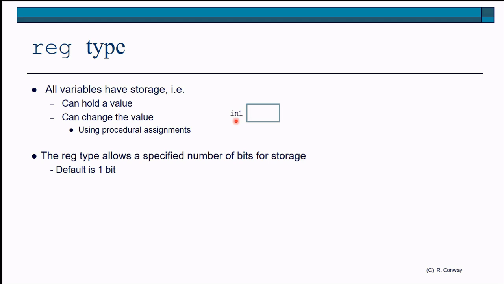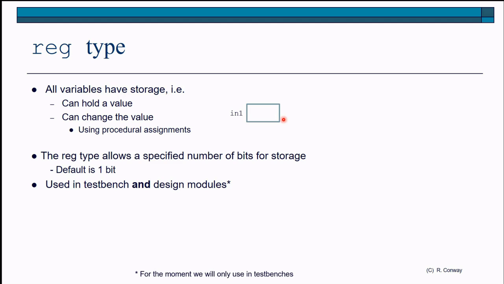What this means is that if in1 is declared to be of type reg, in1 can store a single bit, which means it can take on one of the 4 values from our 4-value set. The reg type can be used in test benches and design modules, but for the first few weeks we will only use the reg type inside a test bench. This simplifies the coding of our design modules. And for the first 3 labs, you should only use the reg type inside the test bench.